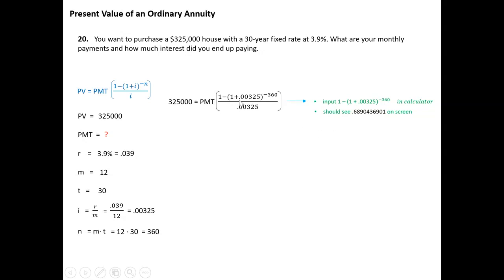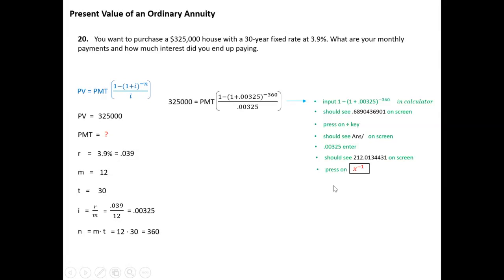0.6890436901. Now, because this is division, we're going to hit the division key. This is what you should see: answer divided by on the screen. Now we're going to enter the 0.00325. After we do that, this is what you should see on your screen: 212.0134431.